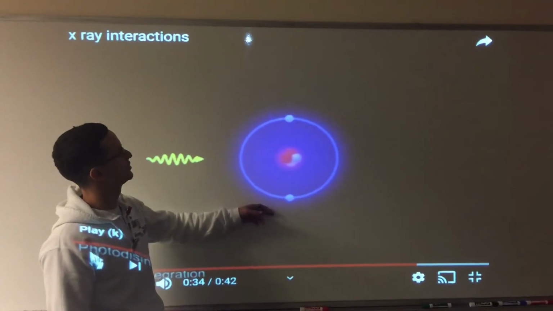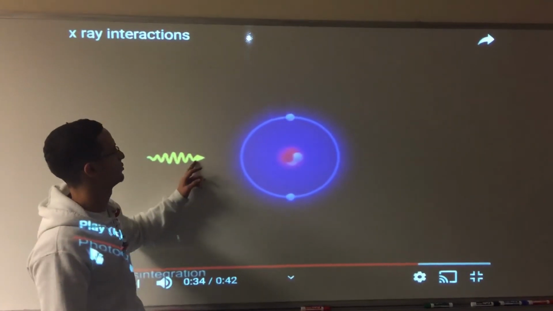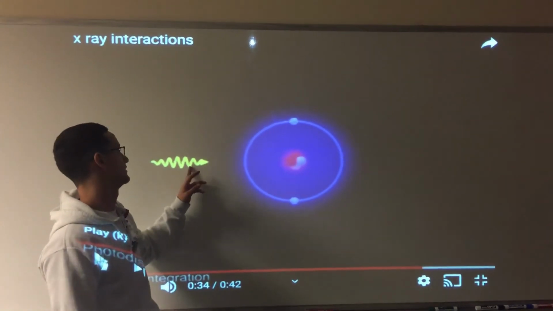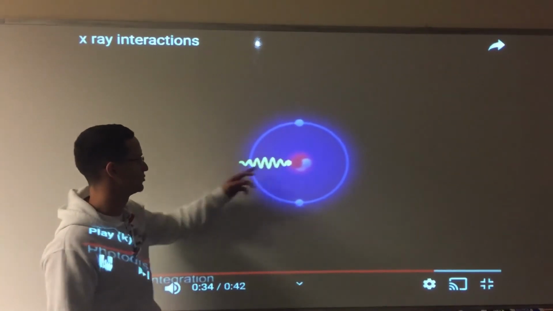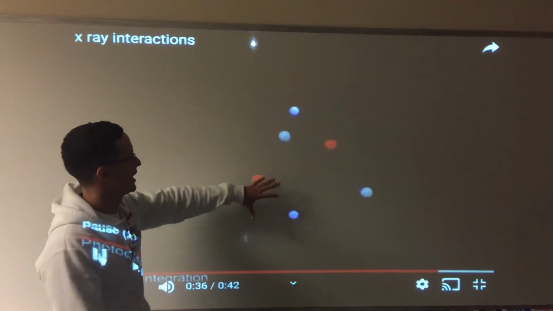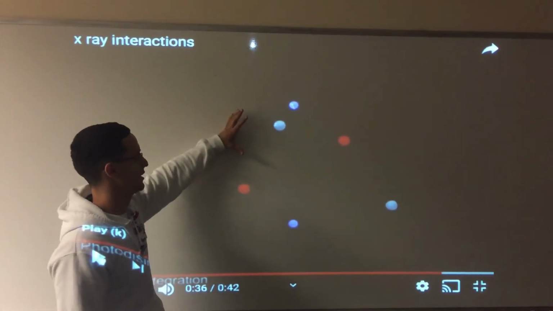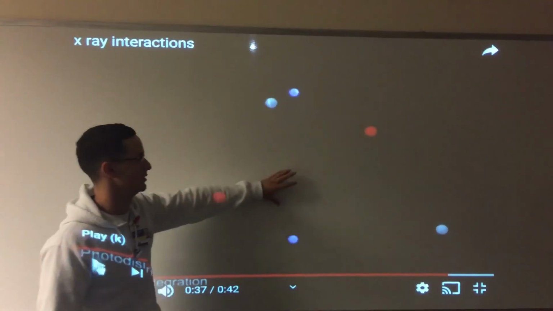So in this animation, you're gonna see that last interaction, which is the photodisintegration. This is the primary beam with an energy level of 10 mega electric volts, hits the nucleus of the atom, and it basically destroys the entire atom, and it'll leave a nuclear fragment.